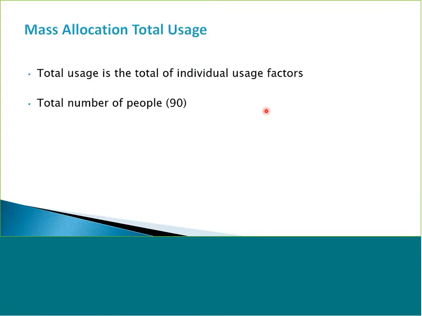The third line is where we enter the total usage, and we said the total usage is the combined number of individual usage factors. So in our case, it would be the total number of employees in all the departments.